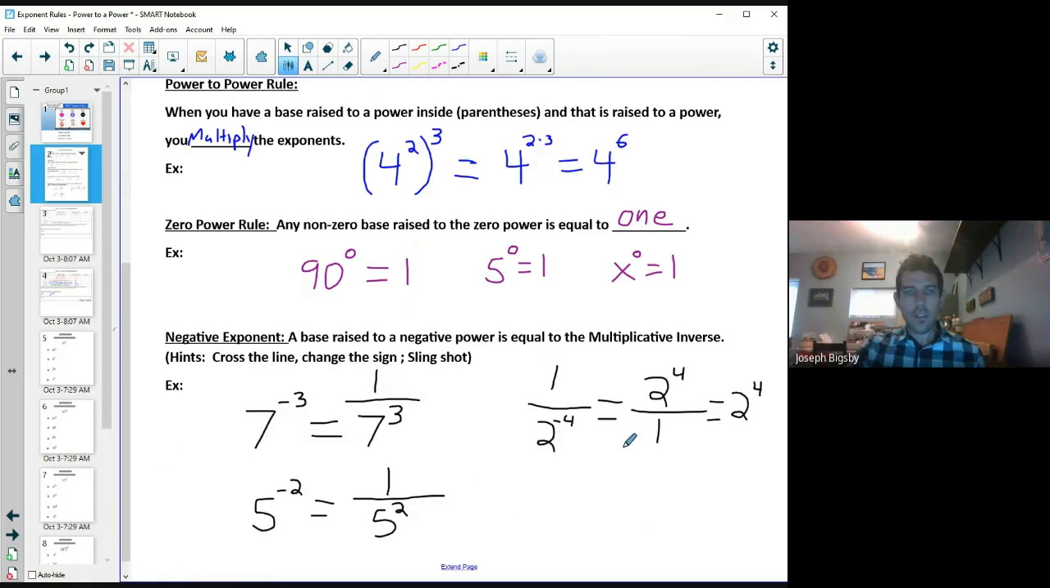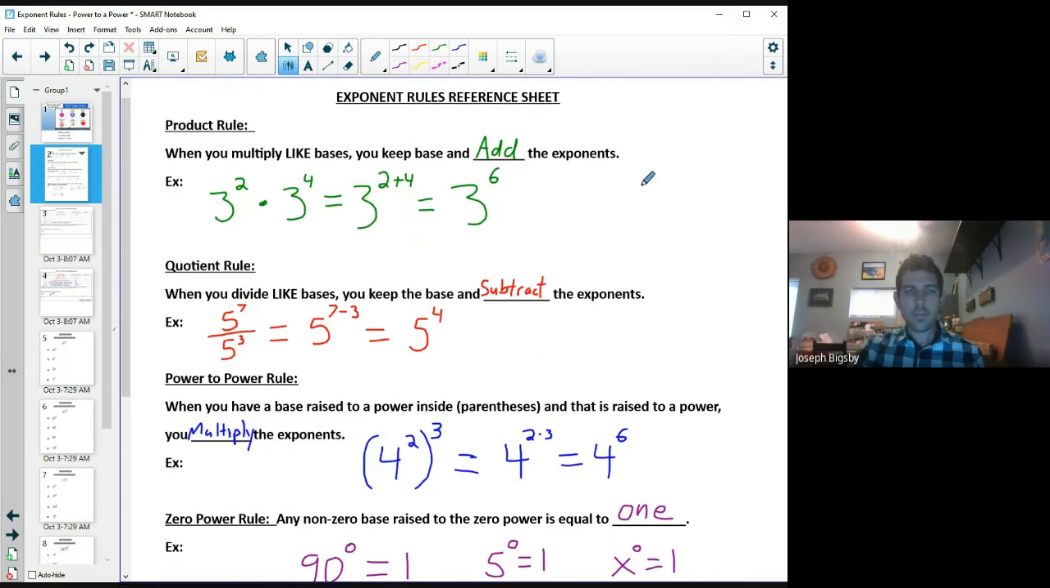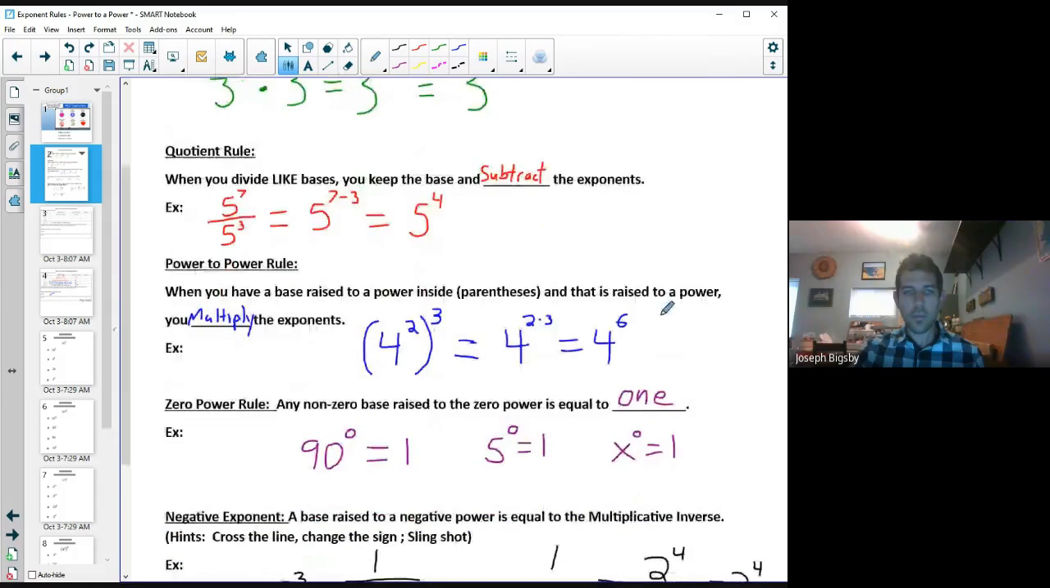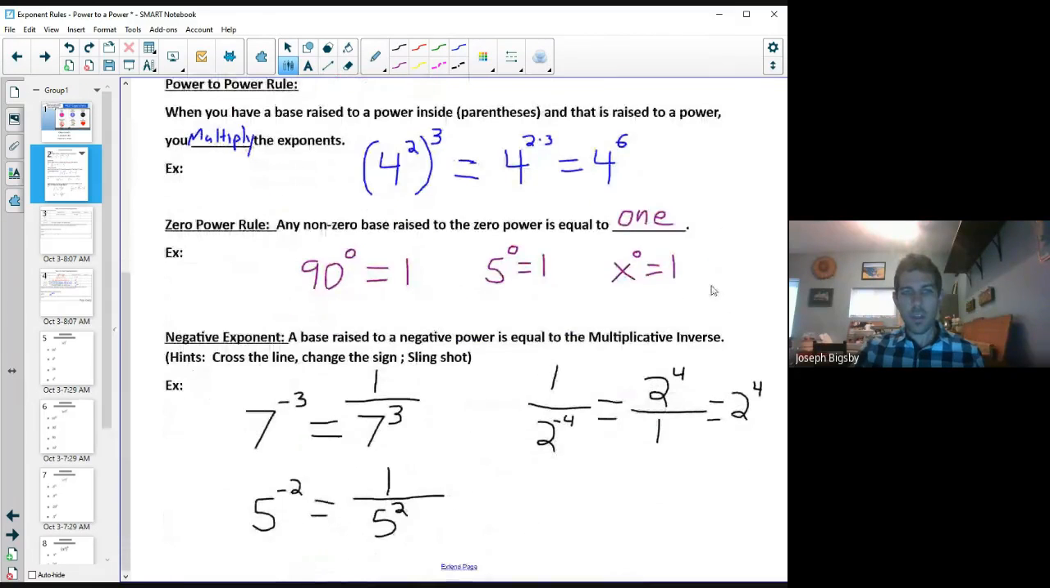All right, those are our 5 exponent rules: the product rule, the quotient rule, the power to a power rule, the zero power rule, and lastly, the negative exponent rule.